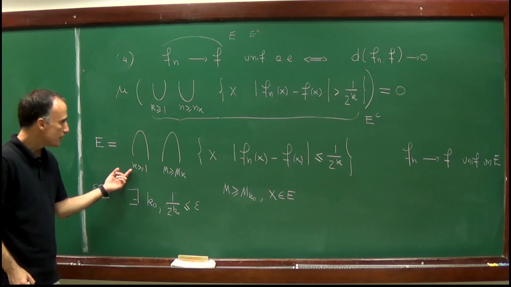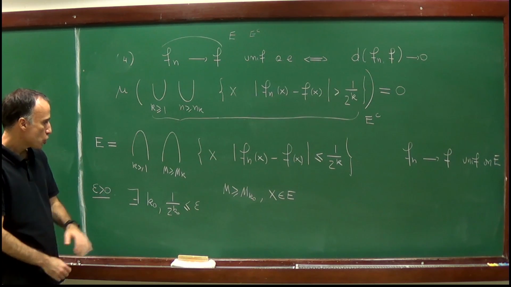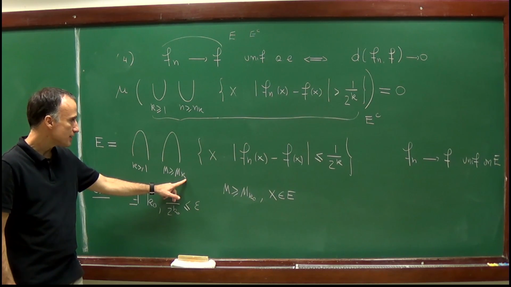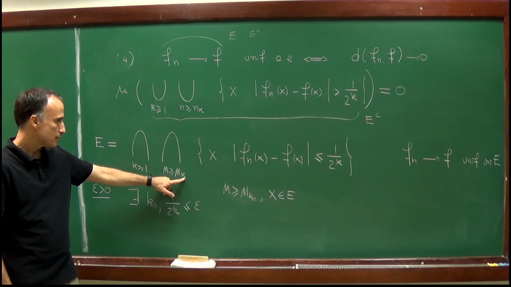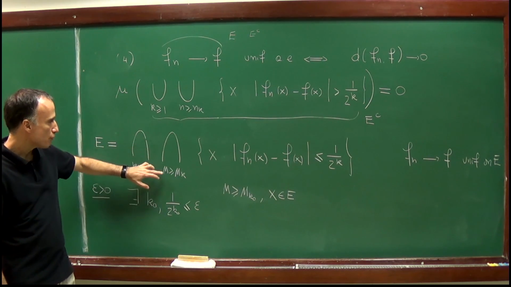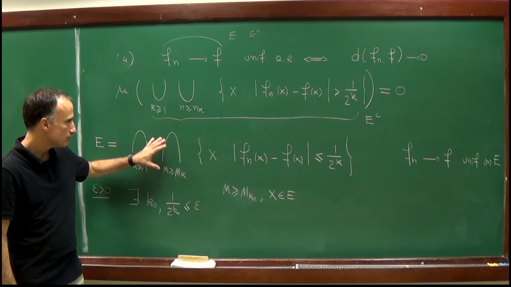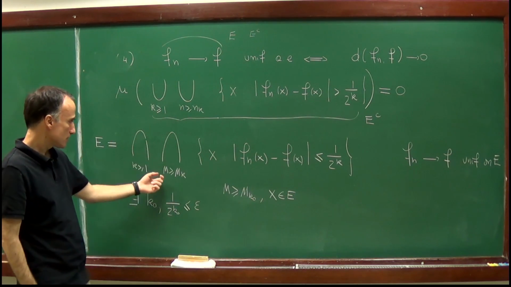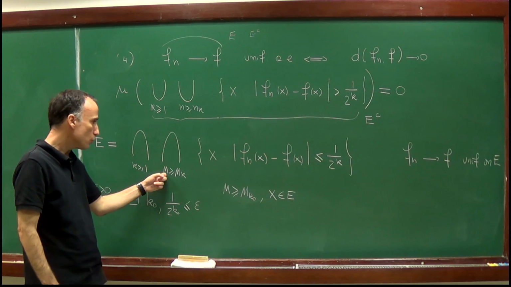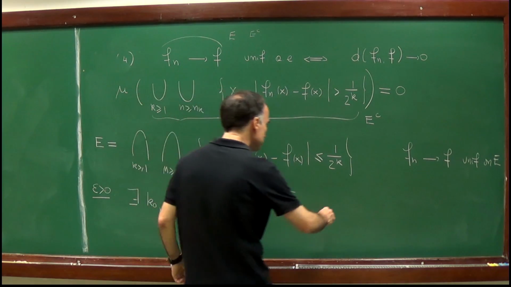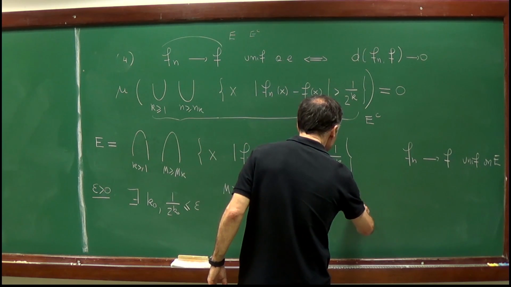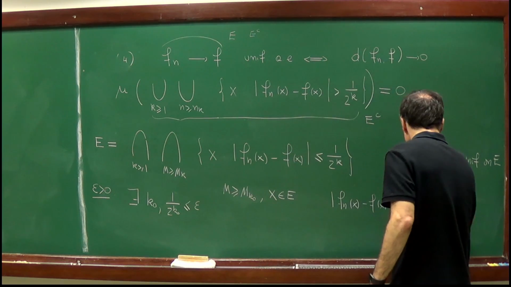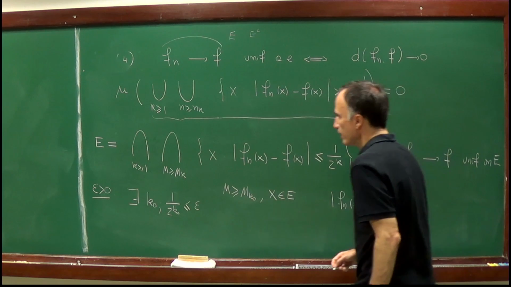Since x is in E, it's contained in this intersection. So in particular, it belongs to this set in which I have k0 fixed. So it belongs to this intersection over all n larger than nk0. And this means that for all such n, |fn(x) - f(x)| is bounded by 1 over 2k0, right?